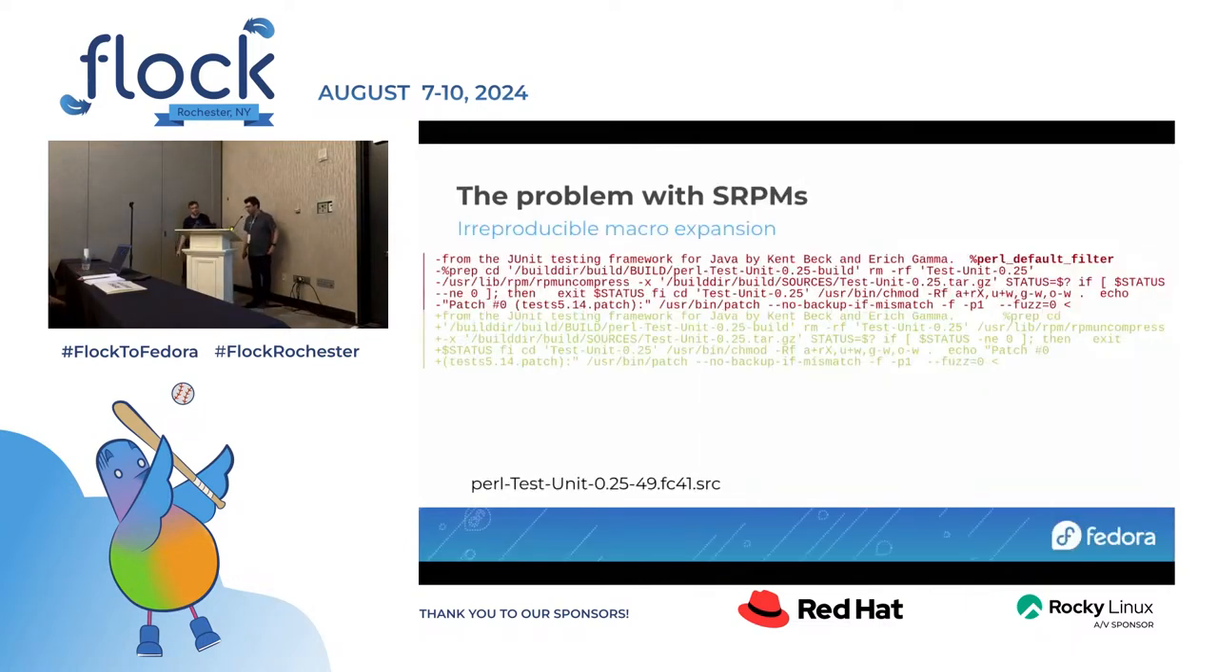Another example is macro expansion. We might have macros that expand to different results on different architectures, and that can lead to differences in the source RPM itself, not in the binary RPMs.